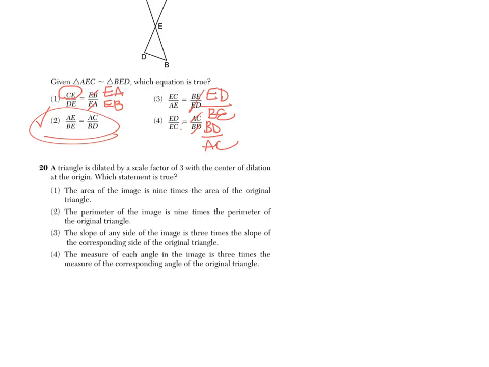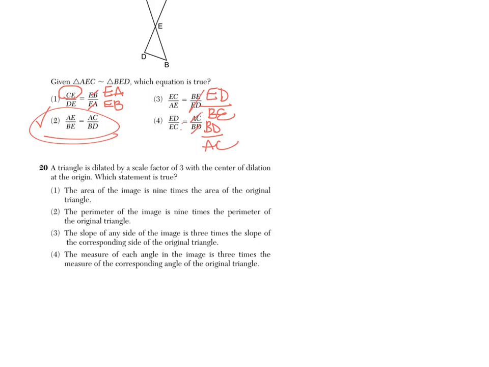Number 20. A triangle is dilated by a scale factor of 3 with the center of dilation at the origin. Which statement is true? The area of the image is 9 times the area of the original triangle. The perimeter of the image is 9 times the perimeter of the original triangle. The slope of any side of the image is 3 times the slope of the corresponding side of the original triangle. And 4, the measure of each angle in the image is 3 times the measure of the corresponding angles of the original triangle.